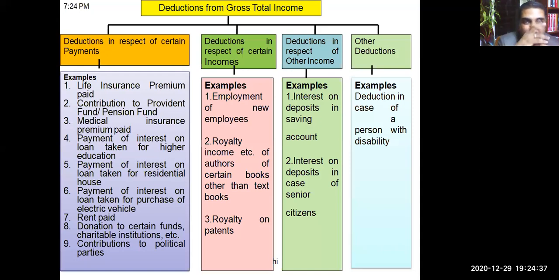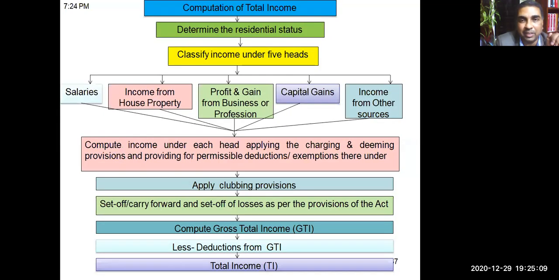After that, combining all the 5 heads of income, they're making 2 adjustments, so we'll be getting gross total income, and then a list of deductions are there. These are some examples of deductions, as I had told you already: life insurance premium, provident fund, etc. There are certain deductions also allowed in respect of certain incomes, like certain royalty income. You will be learning it when you learn the deduction chapter. After that only you will be getting total income, and that total income is liable to tax.